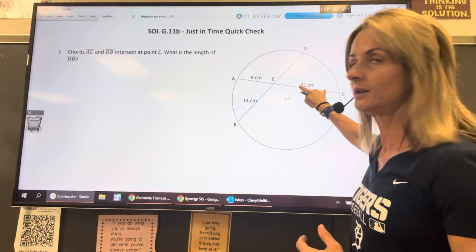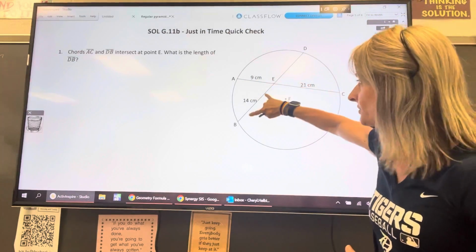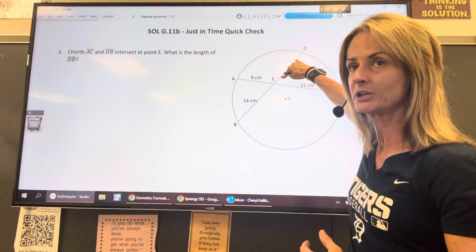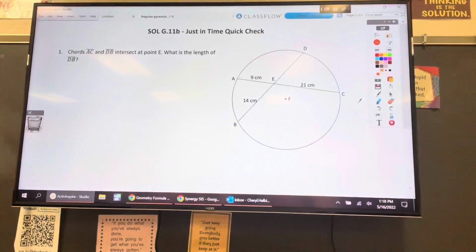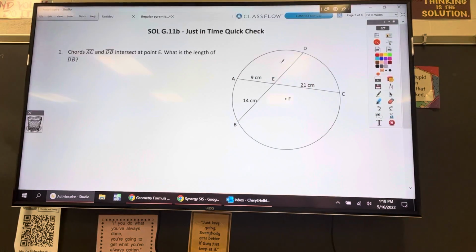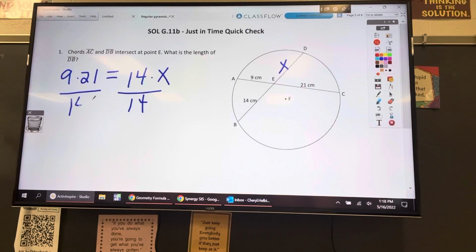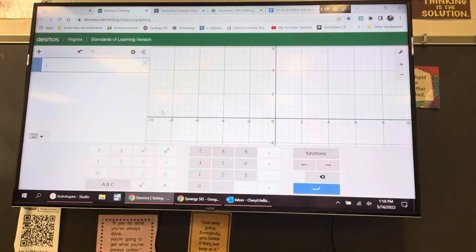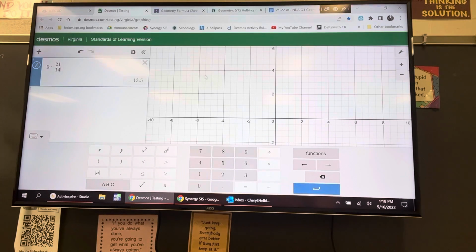9 times 21 equals 14 times DE, and I'm just going to call that X. So I'm going to throw an X in there and write my equation. 9 times 21 equals 14 times X. So on the calculator, it's 9 times 21 divided by 14. 13.5.